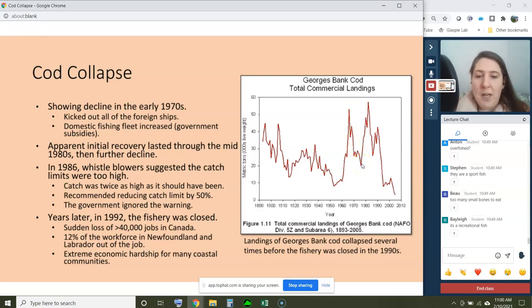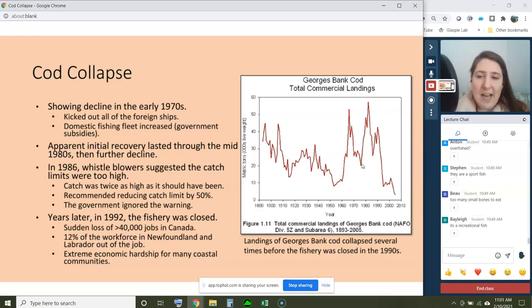The response was that nations began to kick out all of the foreign ships. They're saying, these cod are ours. If they're not doing well, you're not allowed to fish here anymore. But at the same time, they were increasing their own domestic fishing effort. And so they were providing incentives like government subsidies to increase fishing for people from the homeland. And so in the US, we kicked out fishing fleets from Europe, but we added more fishermen from the US and from Canada.